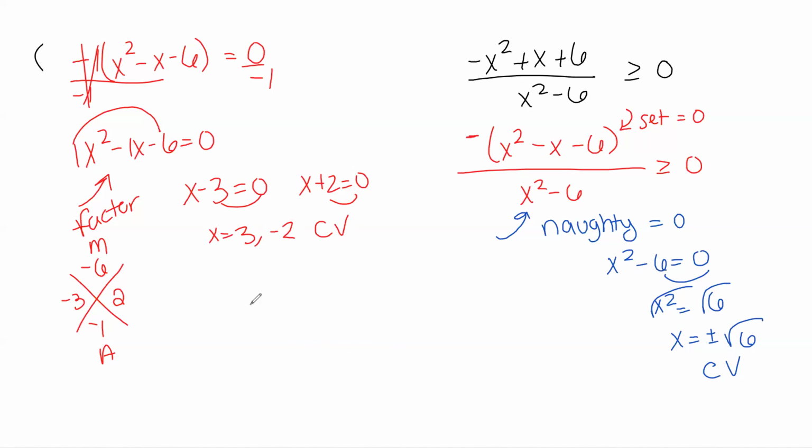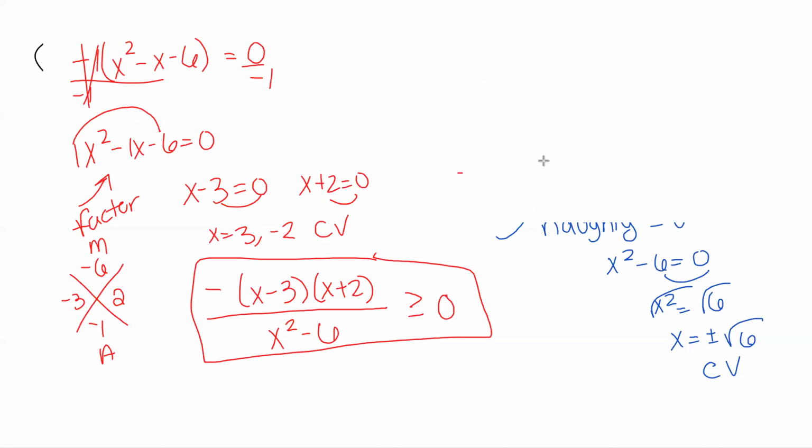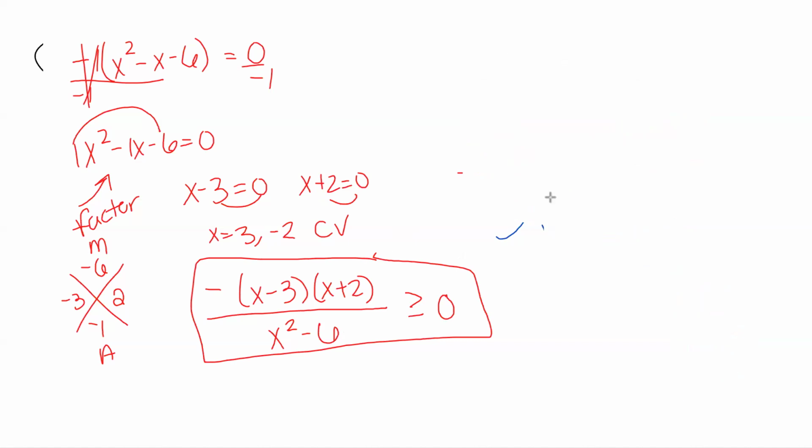Okay, so technically the top was negative, factor x minus 3 and factor x plus 2. Again, the negative was right there. And then divide, the bottom was x squared minus 6, and we were going greater than or equal to 0. That is going to be our box this time. Put that in a box. Okay, I'm going to have to erase a little bit. I'm only going to keep our box.